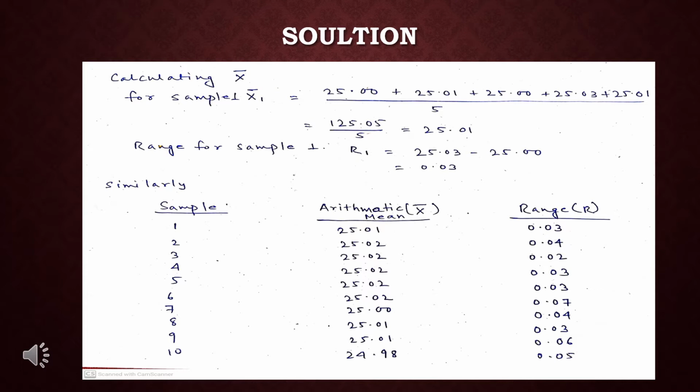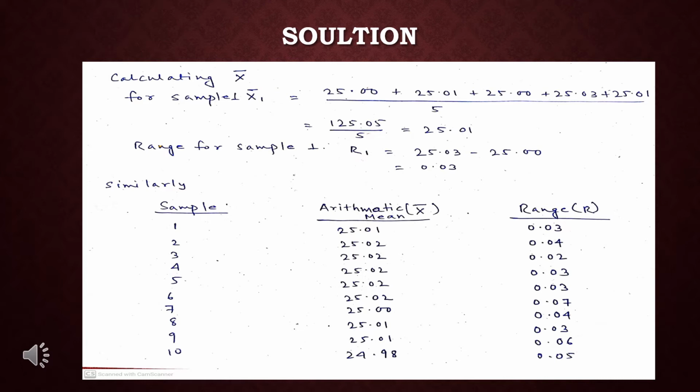Now, students, you have to find the arithmetic mean for all the samples from 2 to 10. You can see here that I have found all the arithmetic means of the samples. Just cross-check whether the values match with mine or not. Coming back, I'm showing you how to find the range for one sample, and then you can do it on your own.